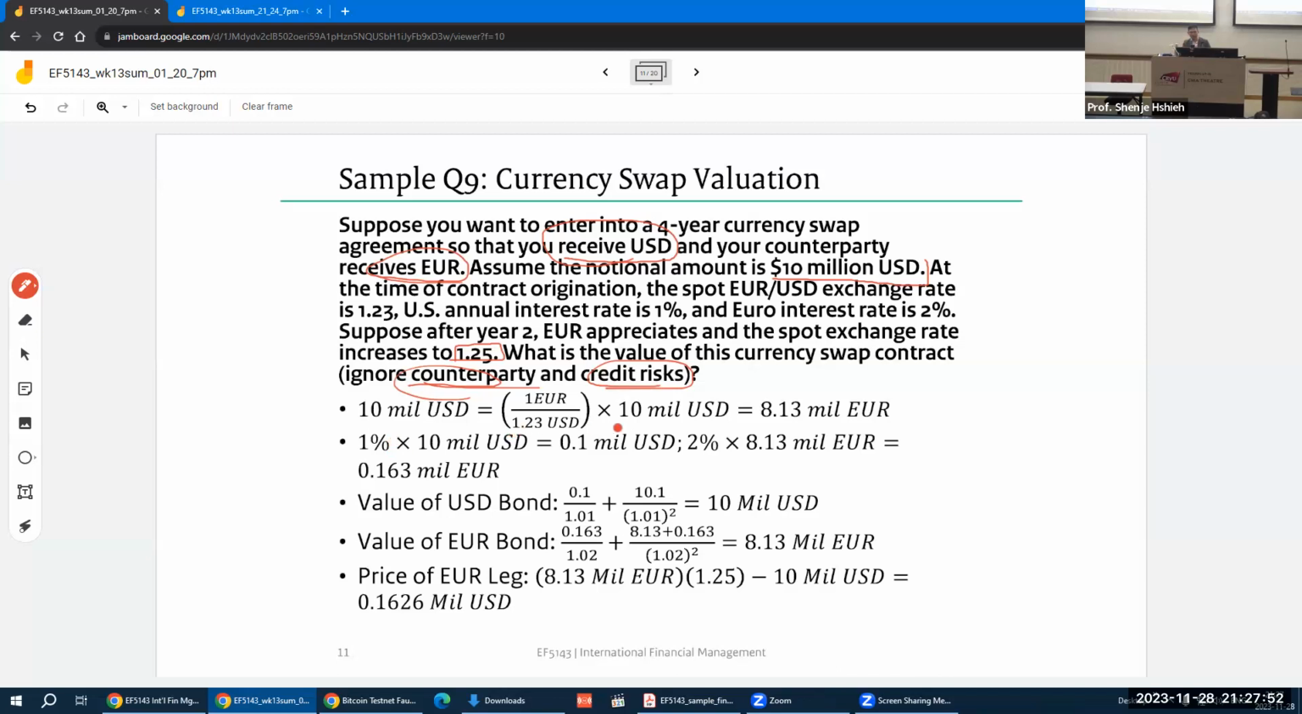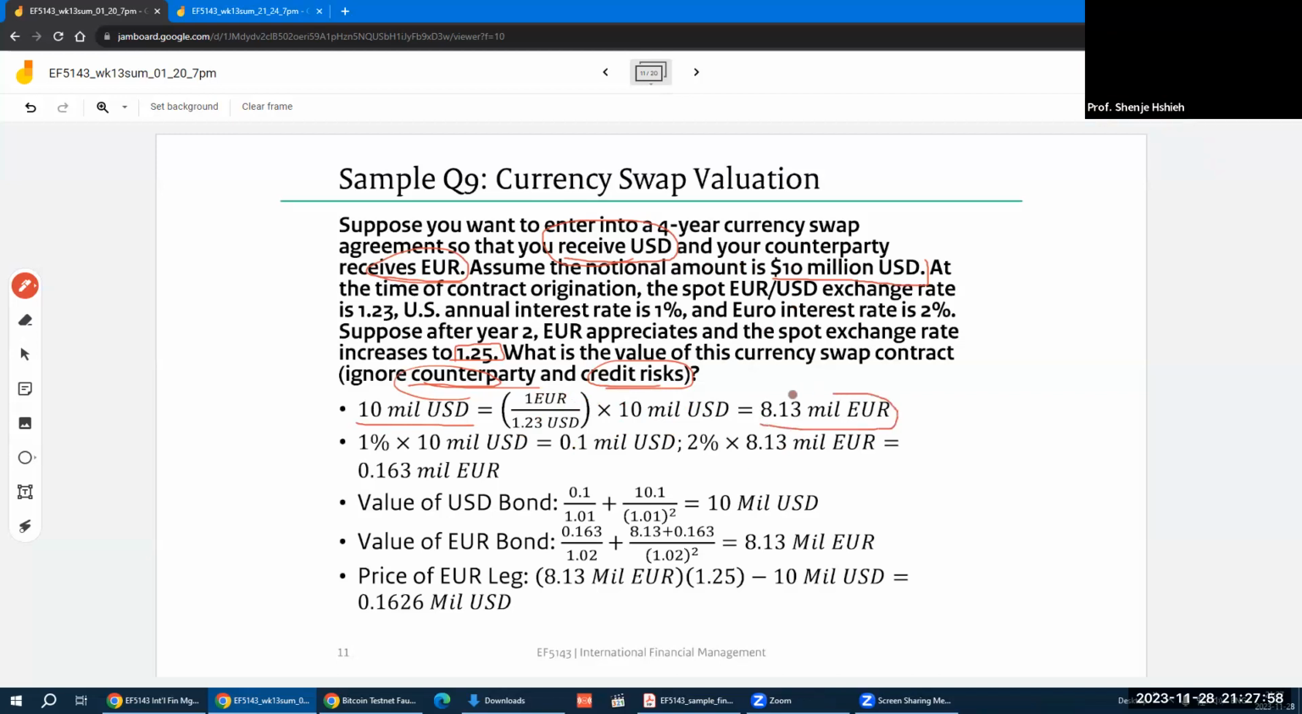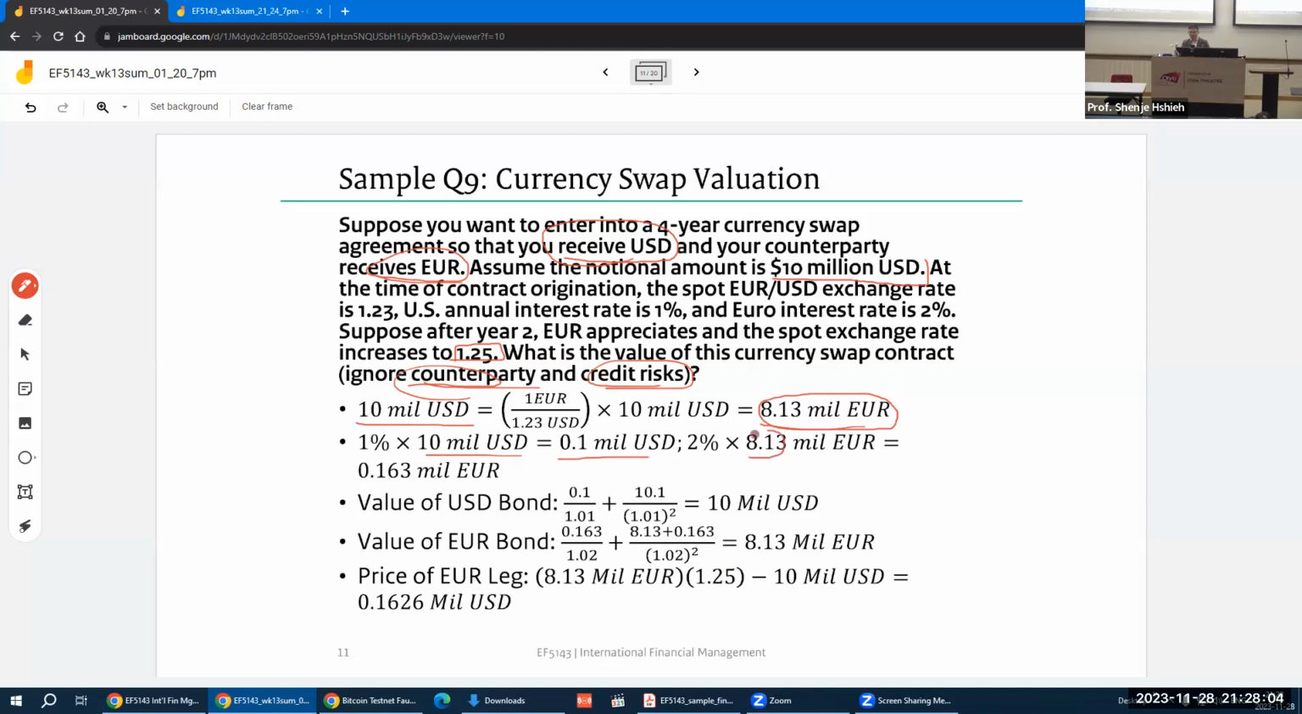So for the euro, it's 10 million US dollar notional value converted to euros. So this is the notional value for euros. 1% on 10 million is 0.1 million. 2% on 8.13 million euros is 0.163. So those are the interest payments each period.